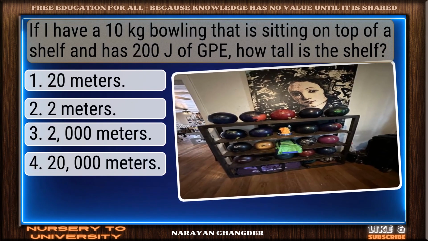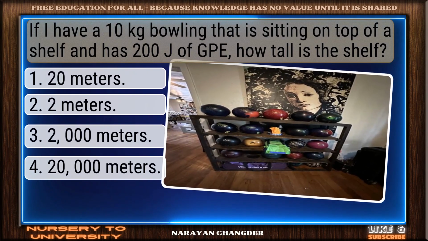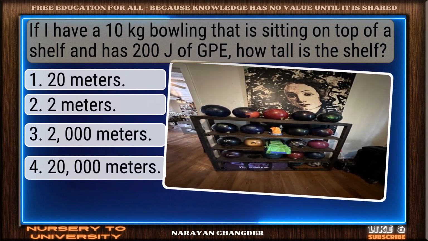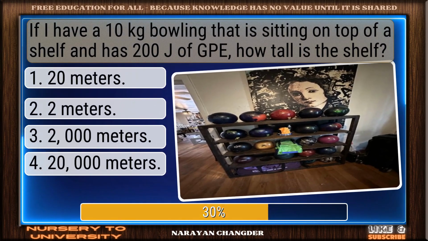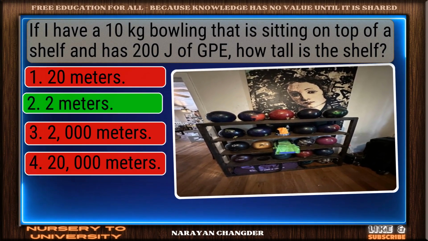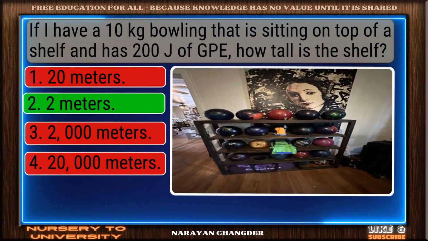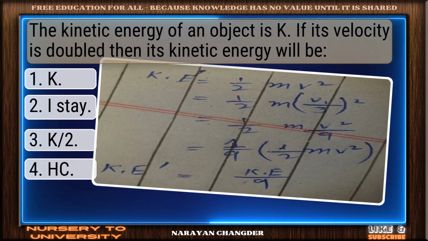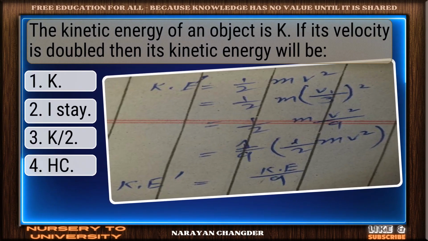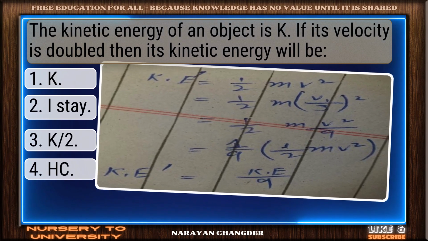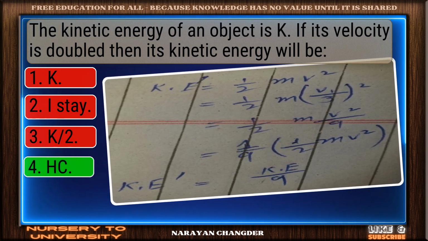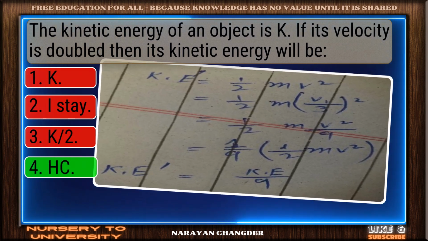Question number 28. If I have a 10 kg bowling ball sitting on top of a shelf and it has 200 J of GPE, how tall is the shelf? Perfect. 2 meters is the correct choice. Question number 29. The kinetic energy of an object is K. If its velocity is doubled, then its kinetic energy will be. Well done. HC is the right choice.